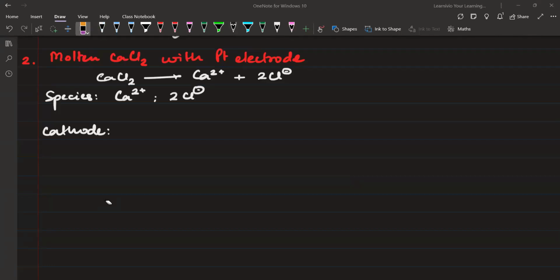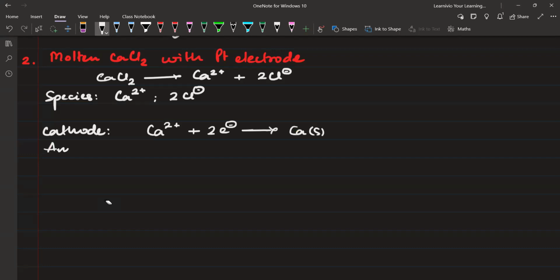Zana, can I have your mic on? Yes sir. Okay. So tell me, in cathode, which species will go, calcium 2 positive or Cl negative? What will go to the cathode? Calcium 2 positive. Cation to cathode, right? Cation to cathode, remember it like this. Calcium 2 positive, so it will get neutralized. That means it is going to eat 2 electrons and become calcium solid.